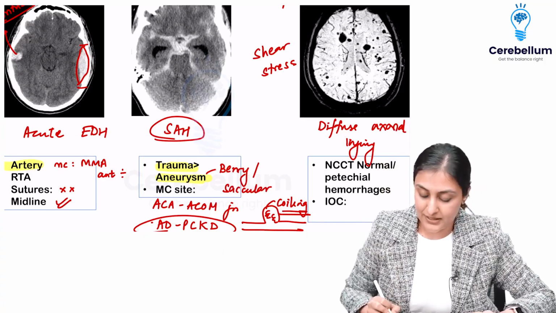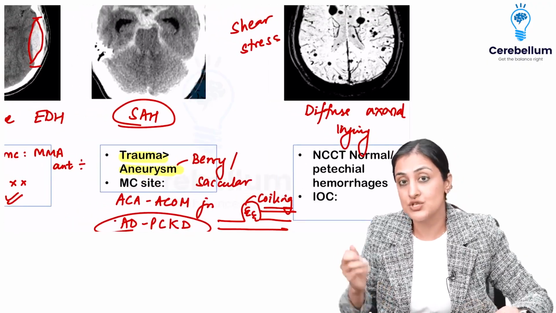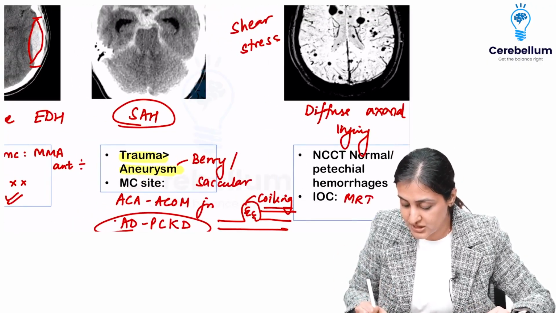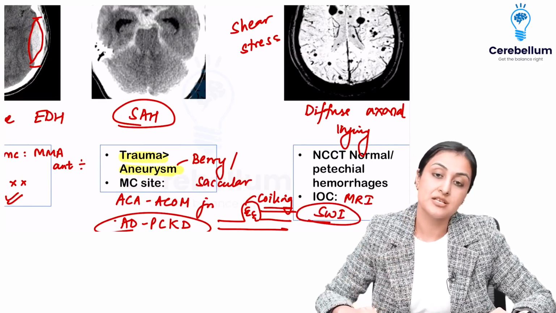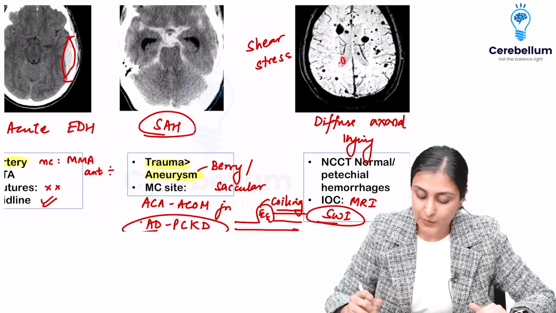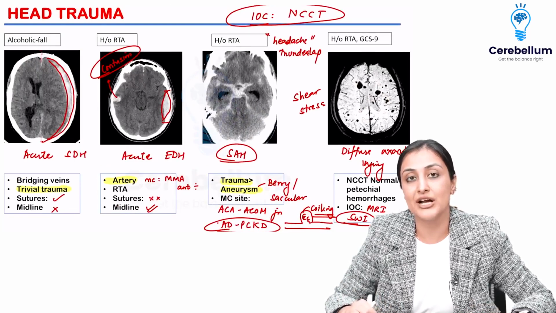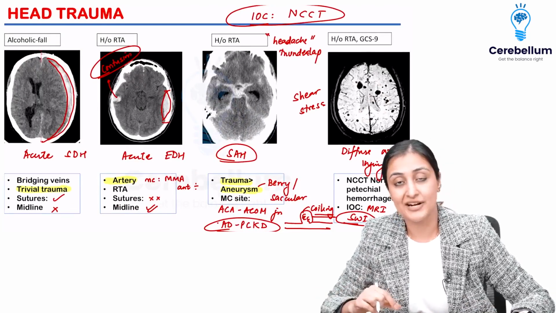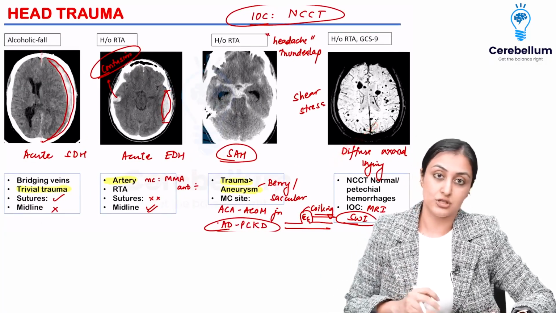So that is where CT will actually miss or underplay the diagnosis, and that's why MRI is the most sensitive. And the sequence we have already talked about is SWI, susceptibility weighted imaging, where wherever the axon has broken, there are these tiny foci of blooming, these black dots, which suggest microbleeds. So that's diffuse axonal injury.